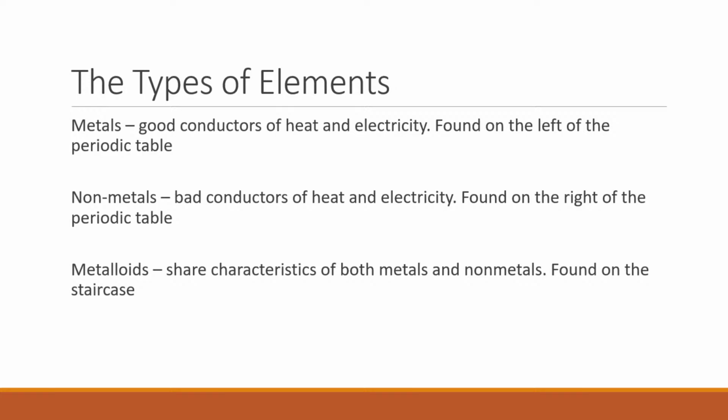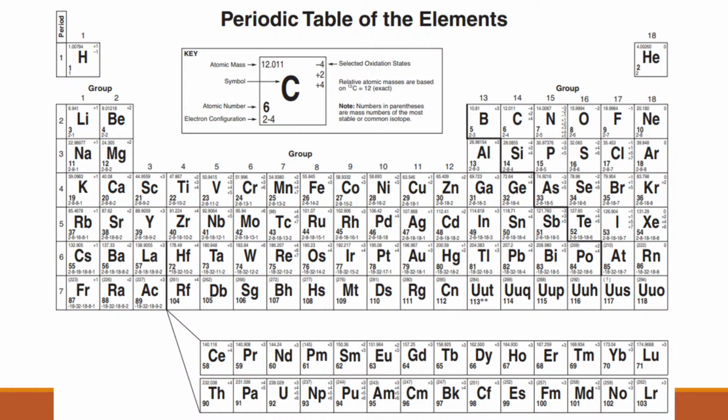But the big question now is, where is the dividing line? What separates the left side of the table from the right side of the table? What do they mean when they say the staircase? Right, when I look at metalloids and I say metalloids are on the staircase, they separate the left from the right. When I look at the periodic table, what does that mean? Where's a staircase on the periodic table?